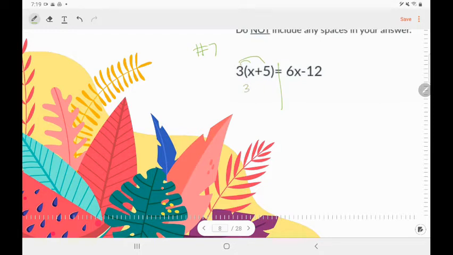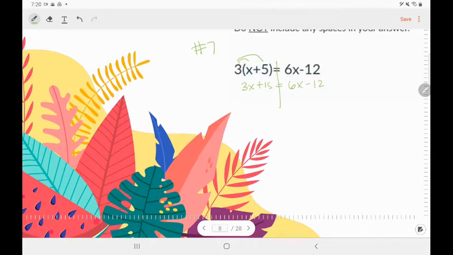So 3 times x is 3x. 3 times 5 is 15. I'm going to choose which side should be my variable side. 6x is larger, so I'm going to make this my variable side, and I'm going to make this my number side. Notice I didn't decide which side was which until I had simplified. Now if this is my number side, I don't want any variables, so I'm going to subtract 3x since I am adding it.